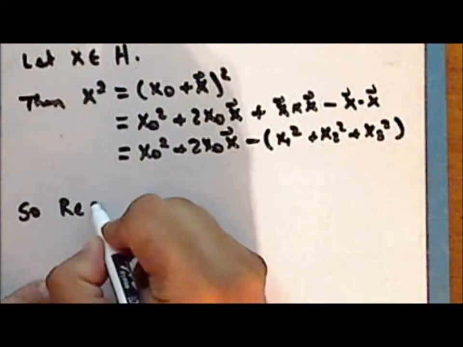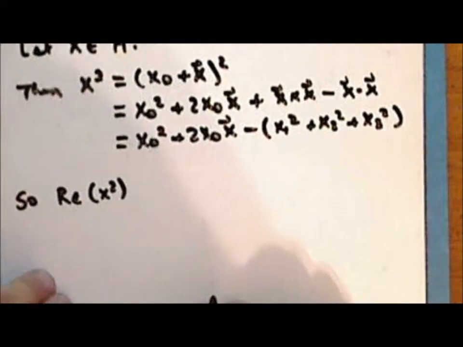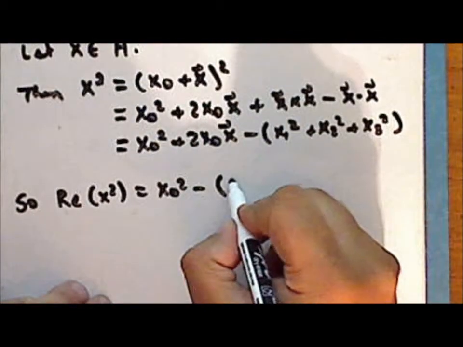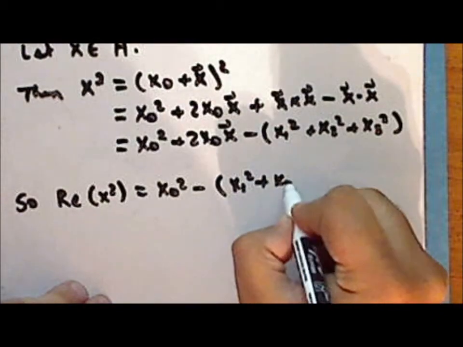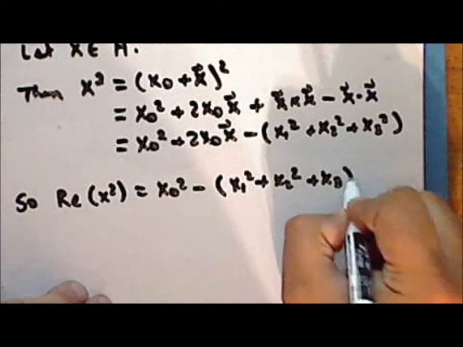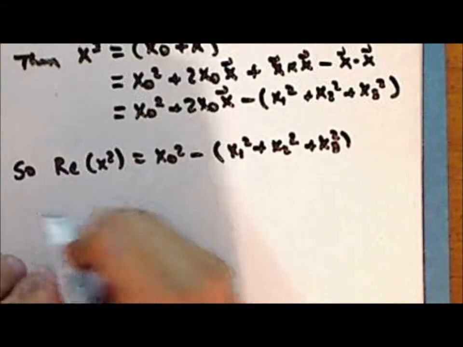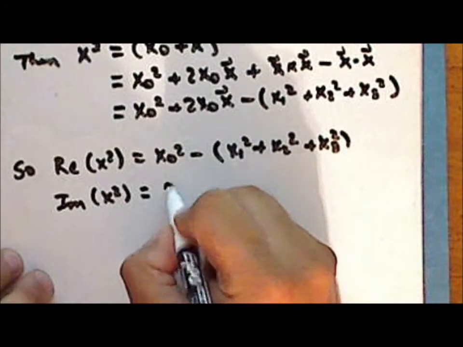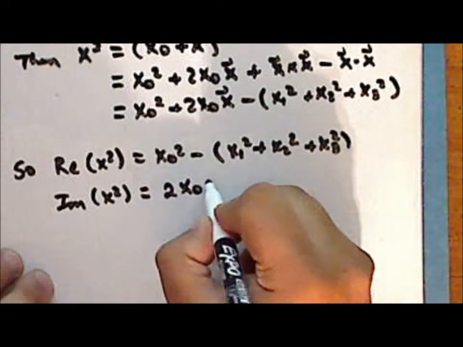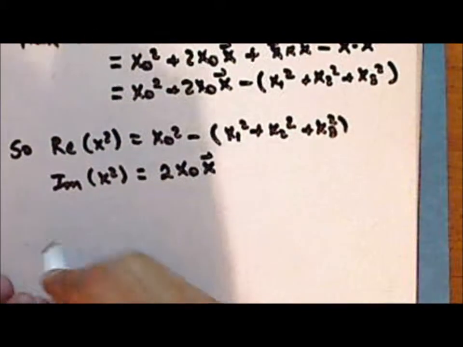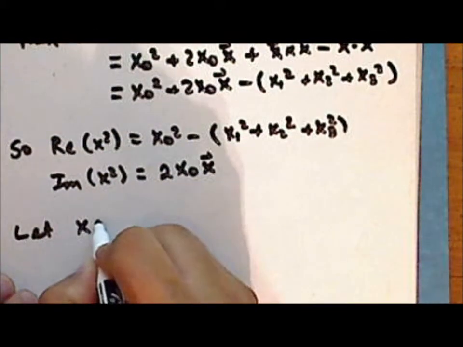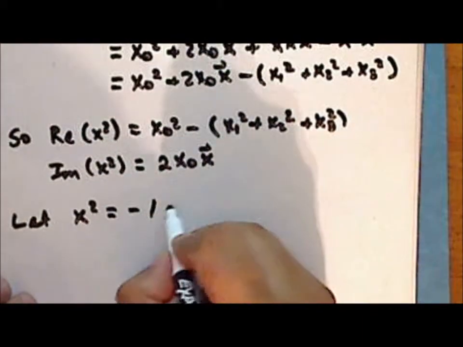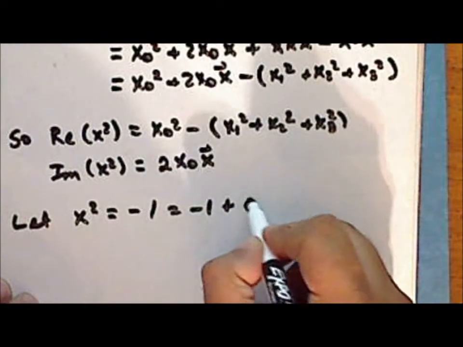And so the real part of x squared is x sub naught squared minus the quantity x sub 1 squared plus x sub 2 squared plus x sub 3 squared. And the imaginary part of x squared is 2 times x sub naught times the three-dimensional vector x. So let x squared be equal to -1. This is the same as -1 plus the 0 vector.